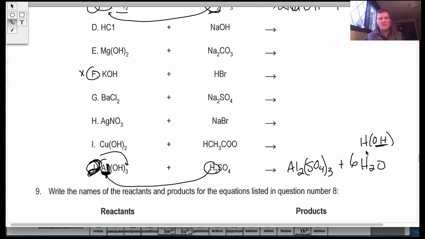That is going to give me 6 hydrogens. I only have 2 on this side, so I'm going to have to triple that, and that triples the sulfates, which I do have 3 on the other side. So it is correctly balanced. Okay?